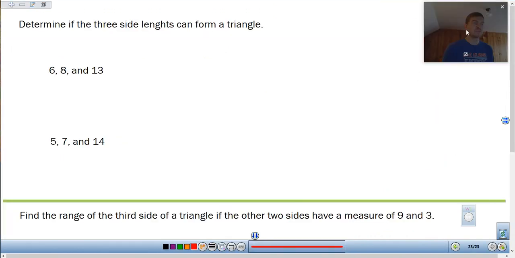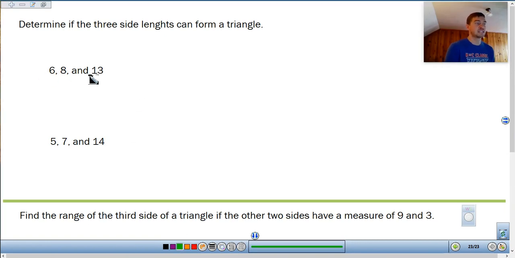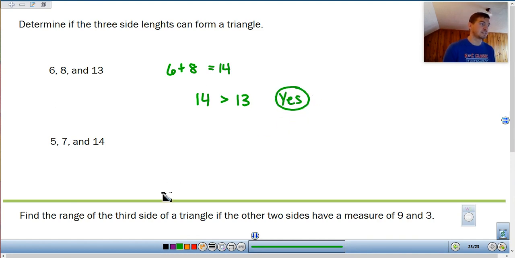Okay, a couple things with finding the range here. Determine if these three lengths will be able to form a triangle. Remember, we take the two smaller ones, which would be 6 and 8. 6 plus 8 is 14. And then you determine, is 14 greater than 13? Can it span that gap? And the answer is yes.